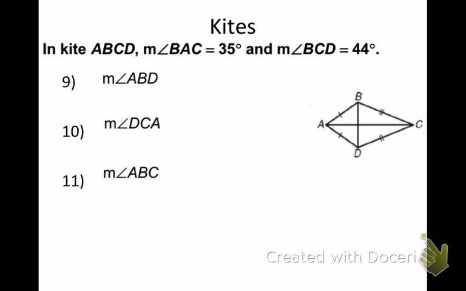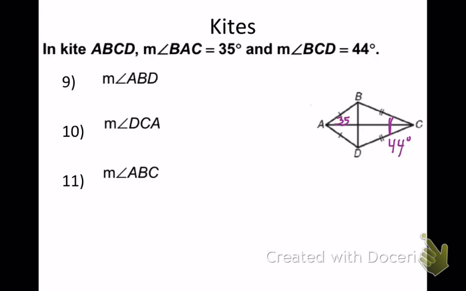Now comes a little bit tougher problems with this. Oh boy. Same idea in a sense. Looking at a kite, try to find the missing angles. So again, BAC is 35 and BCD is 44. Take a couple seconds, try these 3 on your own.